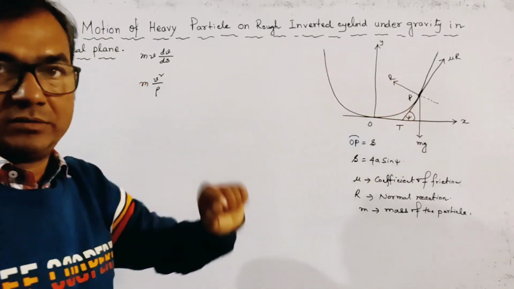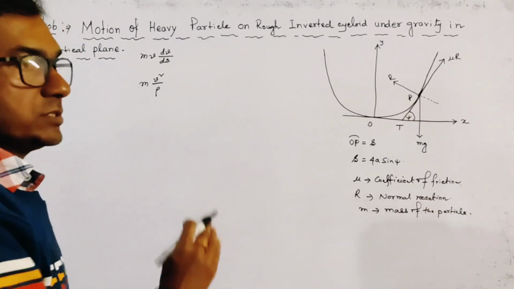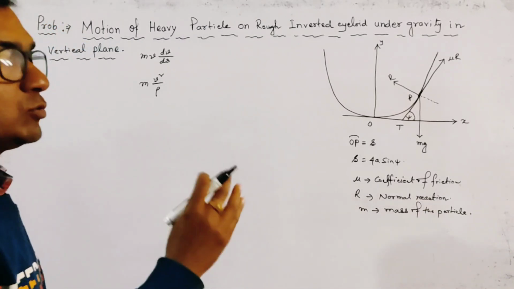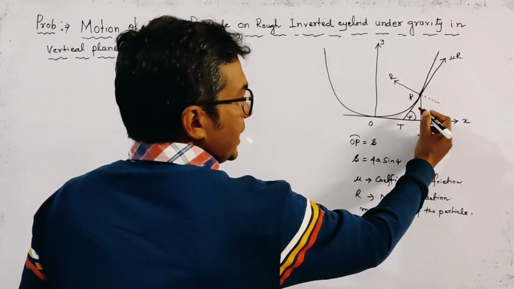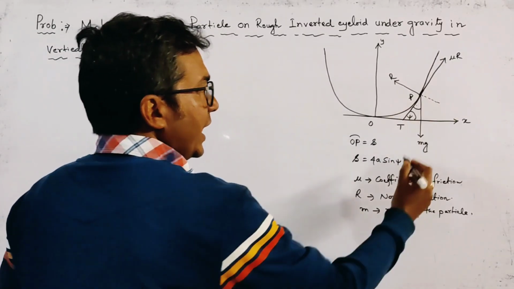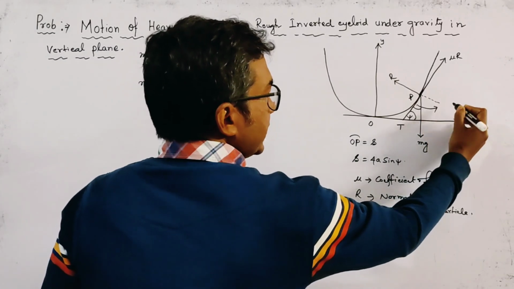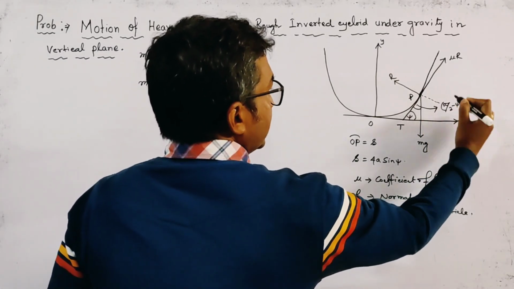And v is the velocity of the particle at the point P. Now we resolve all the forces along the tangent and normal, and it is clear that if this is psi, then this is clearly 90 minus psi. We give here the angle pi by 2 minus psi.